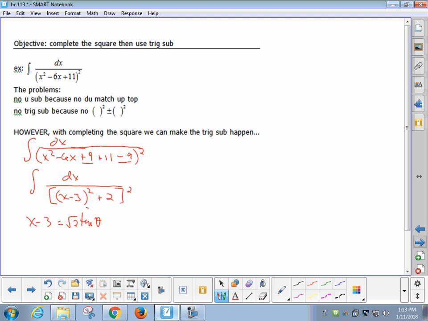Now then, let's verify that that works. x minus 3 will be root 2 tangent theta, squared, plus 2, all squared. Before I do the dx, let's make sure that's going to work. Is that going to work? Yeah, the root 2 squared will be 2, which means I'll have a greatest common factor of 2 that I can take out. I'll get a 2 here and a 2 here, and I'll have tangent squared plus 1. Is that an identity? Yeah. It is. Okay, so we're good. We can proceed on. What's dx? Root 2 secant squared.